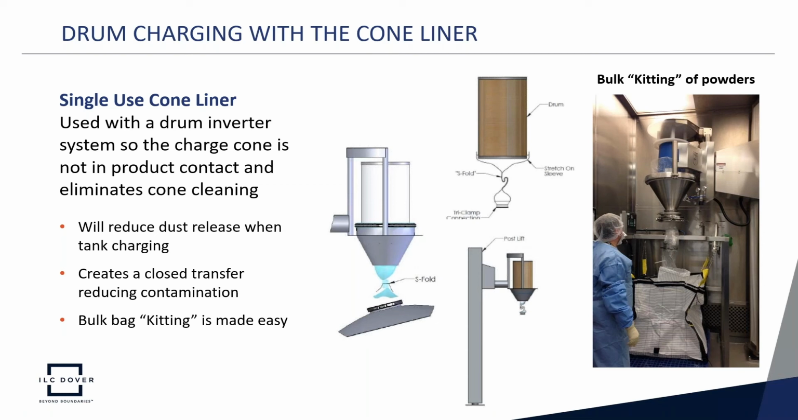And we also can eliminate the butterfly valve in some cases using a fold or a wire tie system. We can have a dust tight closure, so as the drum is lifted and inverted, there's no powder leakage until that fold or the wire ties, as I said, are opened and allow the powder to release. So again, by using the cone liner, we reduce the amount of cleaning, we reduce the amount of dust discharged into the environment. We certainly create a closed transfer, again, further reducing contamination.